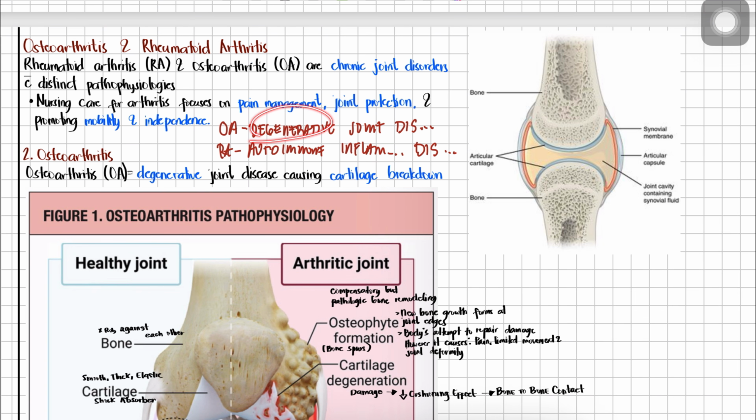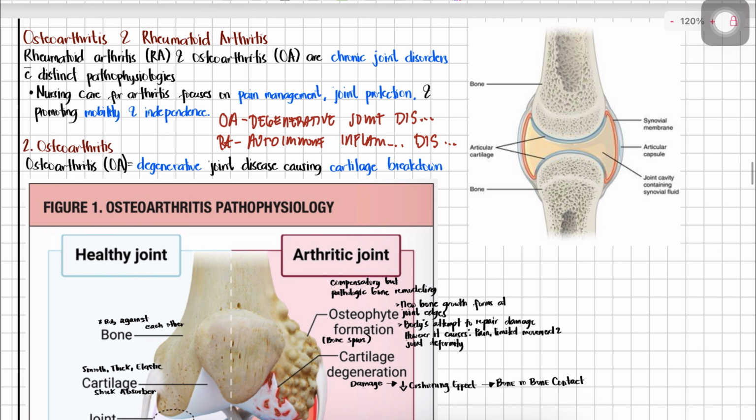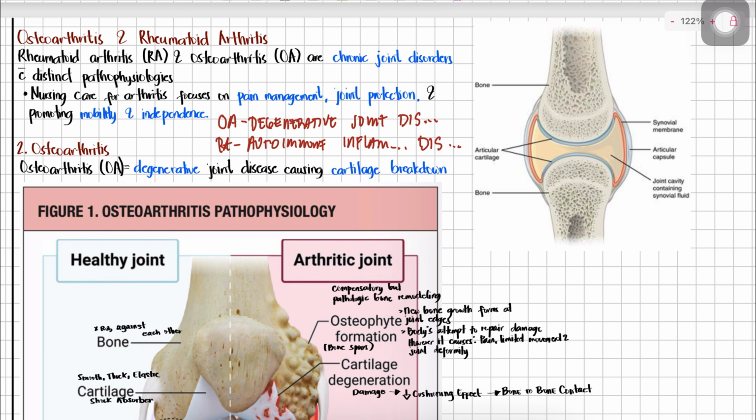When we say degenerative, for example, habang ginagamit yung katawan natin, nagde-degenerate yan. While autoimmune means your body attacks itself. That's the autoimmune. But despite these differences, the goals of nursing care are similar, such as pain management, joint protection, and promoting mobility and independence.